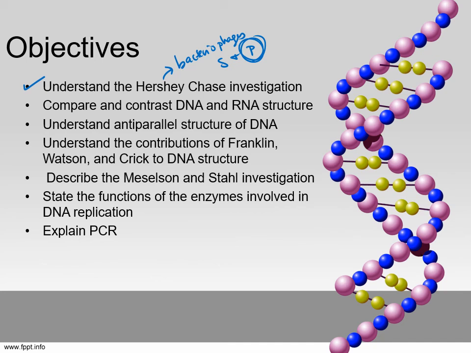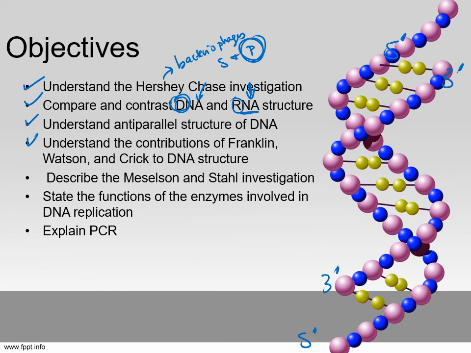We compared and contrasted DNA and RNA. They have some things in common. They both have sugars, they both have nitrogenous bases, they both have phosphate groups, but then there are also some differences. The sugars are different, deoxyribose versus ribose, double-stranded versus single-stranded, uracil and thymine. We talked about that antiparallel structure of DNA. So our DNA is going to be 5' on one end and 3' on the other, 5' and 3'.